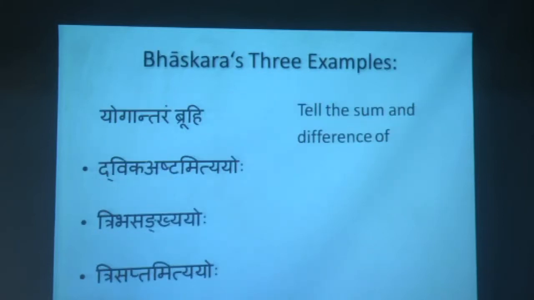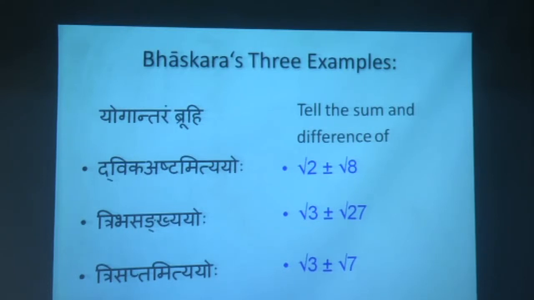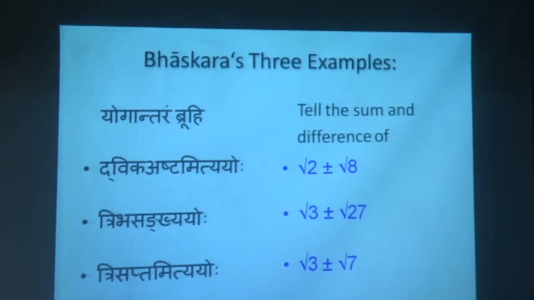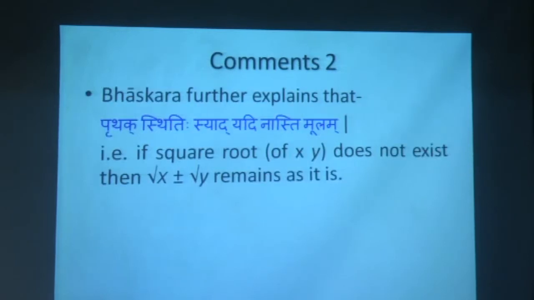3 examples are given by Bhaskara for this. 3 kashtamittayo, root 2 plus root 8. 3 bha sankhyayo, where bha is 27 nakshatra, and 3 saptamittayo. I am interested in the third example. Throughout this chapter, Bhaskara always gives an example and then states a precondition whether the answer exists or not. And this is a classic example, root 3 plus root 7.